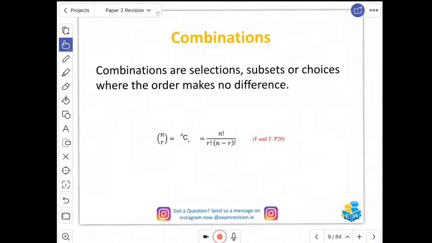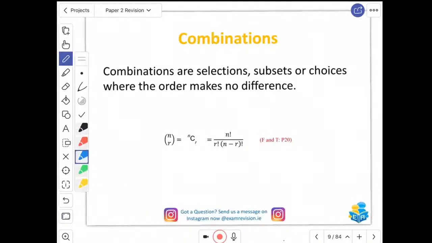Okay, so we've got combinations. Combinations are selections, subsets, or choices where the order makes no difference. So in this one, it doesn't matter what order everything is laid out in. We want to just figure out the different ways that that could happen. And this is found on page 20 of your formula tables. So again, it would be great to have your formula tables in front of you today. You'll see it down the bottom of page 20. These two here are the ones that we'll probably see being used the most, but again, it's to show you how this can come up.